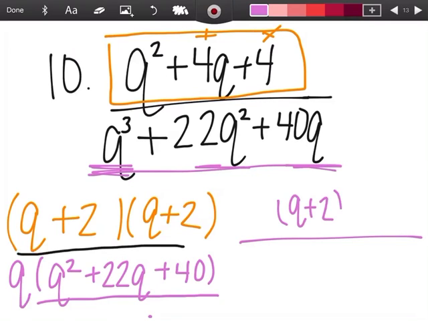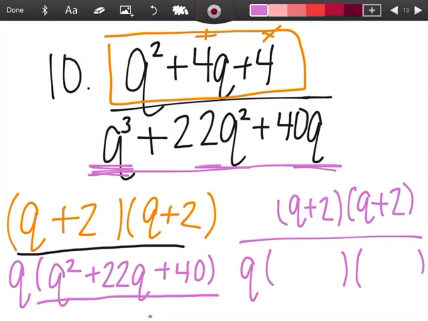Now I'm ready to continue factoring this denominator. So everything else stays the same. I've got q plus 2 and q plus 2. And in the denominator, I've got a q, and then I'm going to split up q squared plus 22q plus 40 into two quantities, q and q. If anything's going to cancel, one of the quantities has to be plus 2. But we'll see.